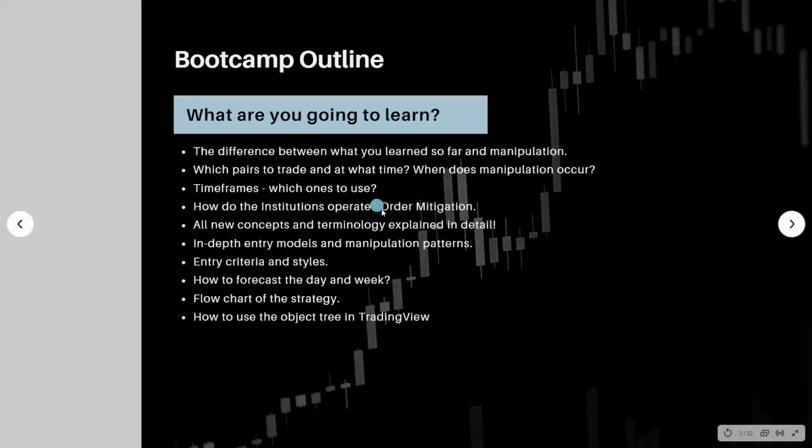We're going to look into order mitigation, something that hasn't been explained in a lot of detail. We'll cover all the new concepts and terminology, explained in depth, plus entry models and manipulation patterns. This is for the second day, where Devet is going to take us through the manipulation entries and patterns, entry criteria, and how to forecast the day and the week, because the market is fractal, so it repeats itself on every time frame. What you see on the monthly time frame, you can see on the 1 minute and on every time frame.